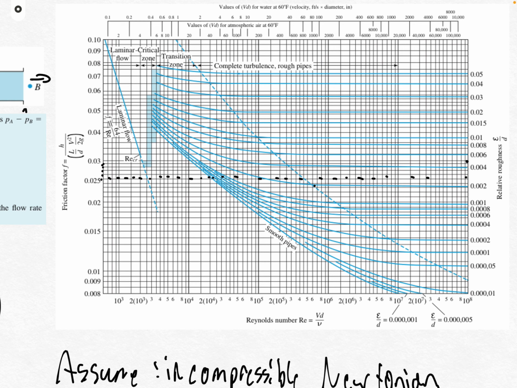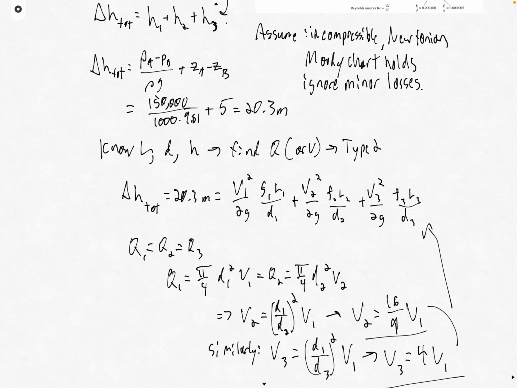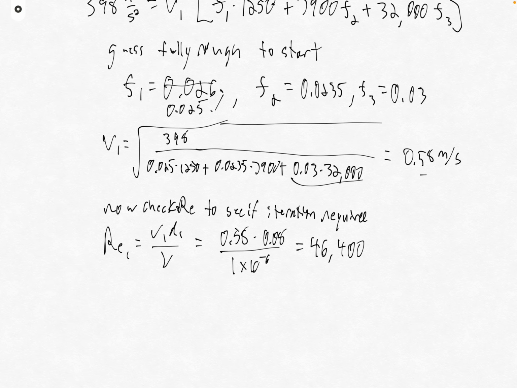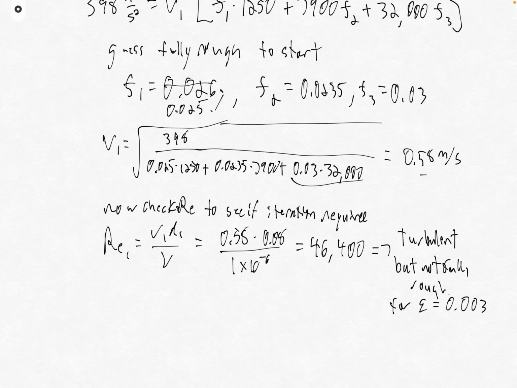So definitely turbulent, but if we look up here, a Reynolds number of 46,000 and a roughness of 0.02, that's going to put us right squarely in this transitional range from fully smooth to fully rough, and therefore we're going to need to iterate. So it's turbulent, but not fully rough, for epsilon over d equal to 0.003.